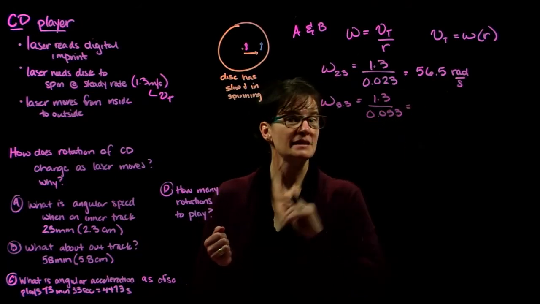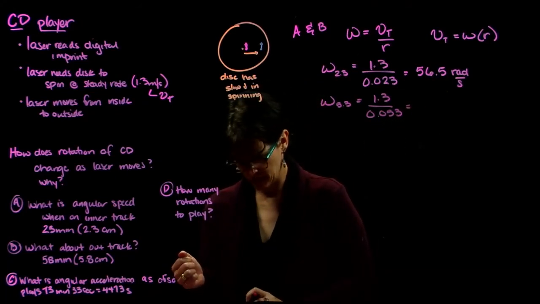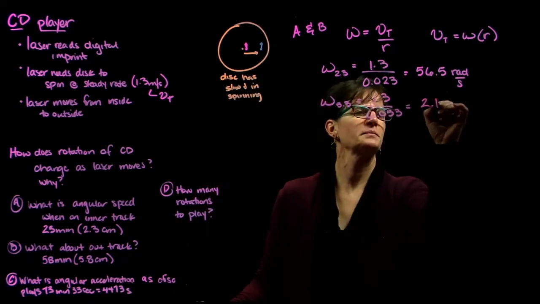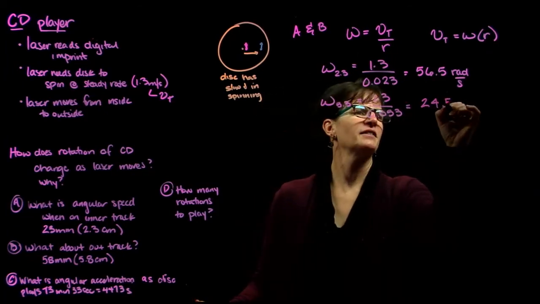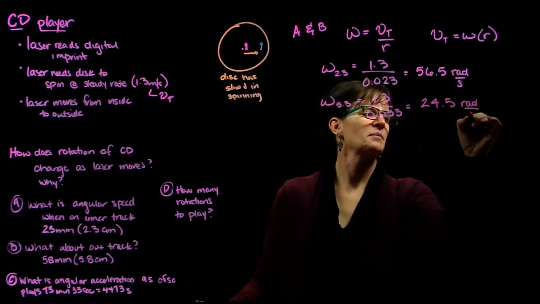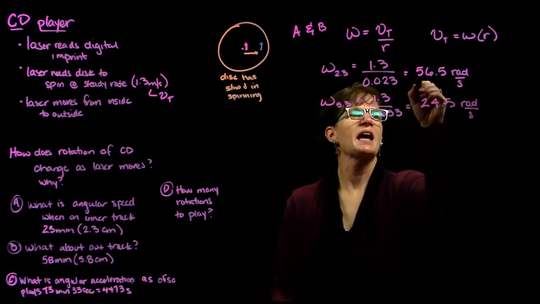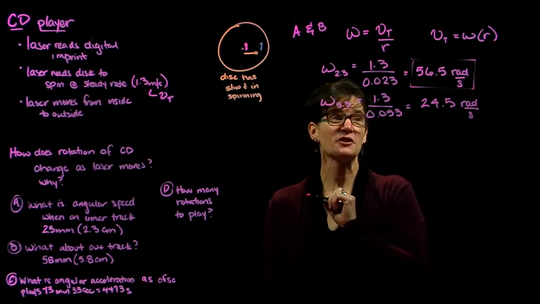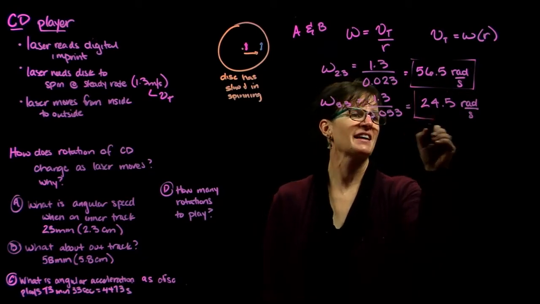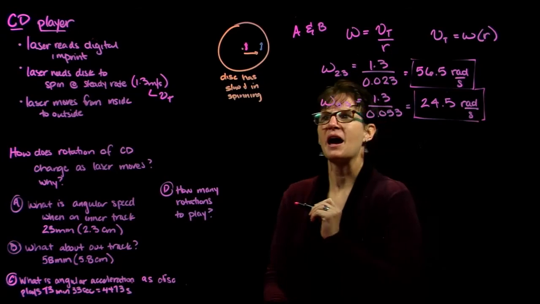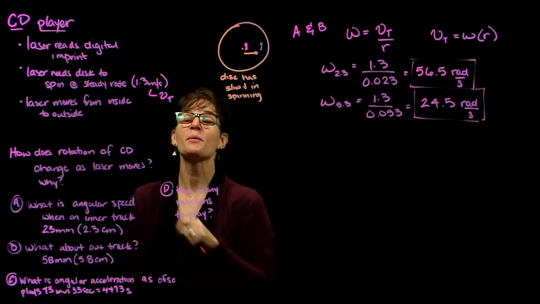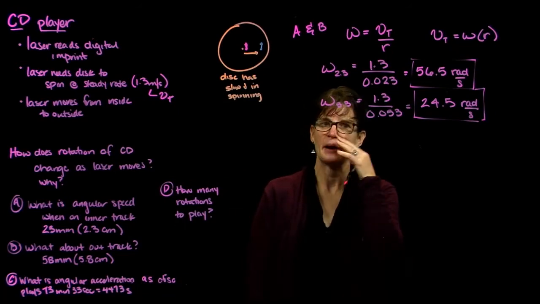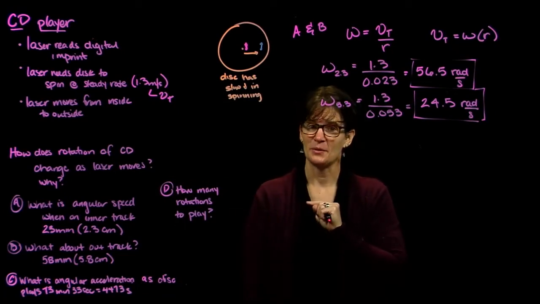0.053 centimeters, so 1.3 divided by 0.053, I get 24.5 radians per second. All right, so at my lower radius and an inner track, I have to be going faster than when I'm at an outer track, which is exactly what we deduced. The disk has to slow down as it moves to an outer track, so it's spinning slower.